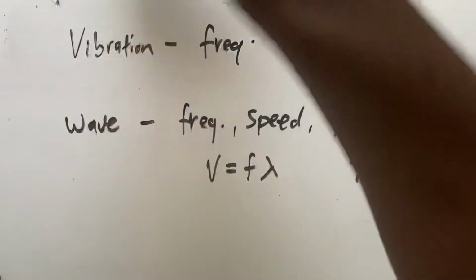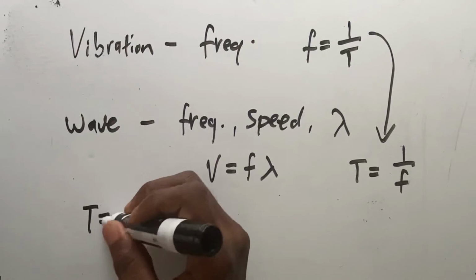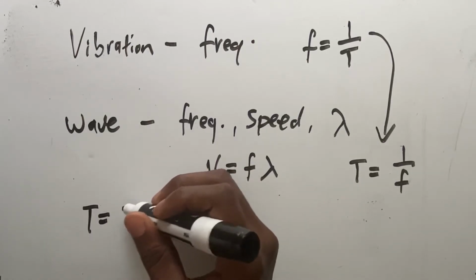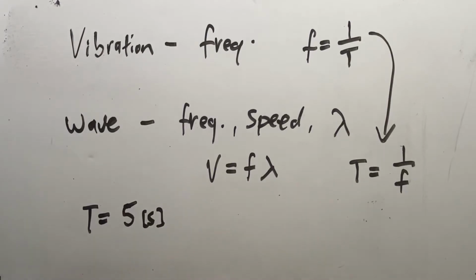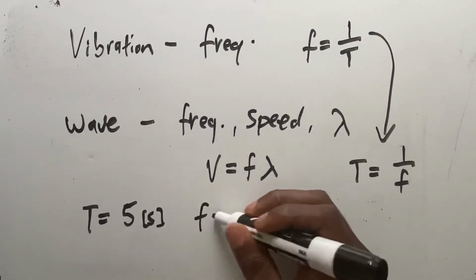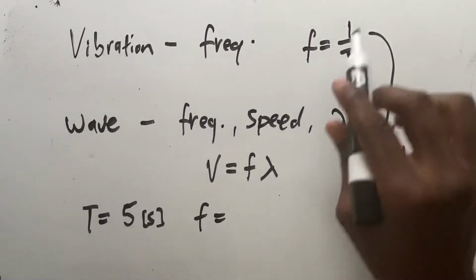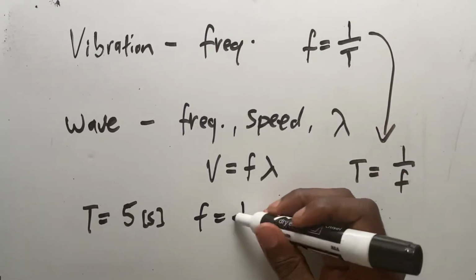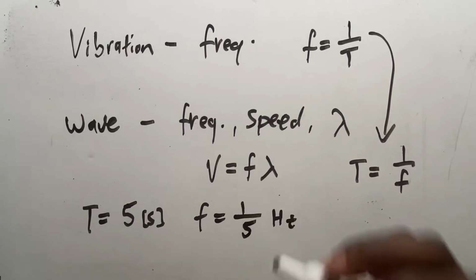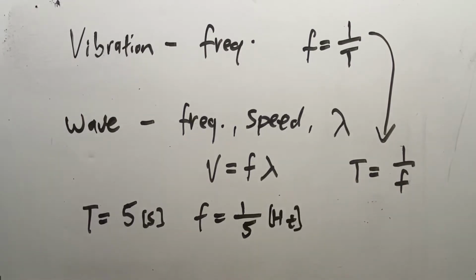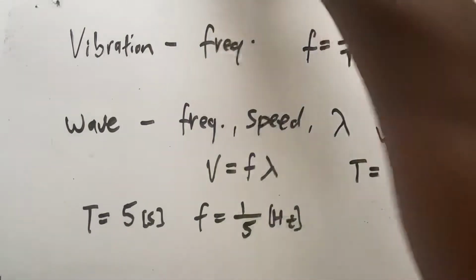If we know the period T, let's say the period T is 5 seconds, well, the frequency then would be 1 over 5. So it'd be 1 over 5 hertz. Boom.